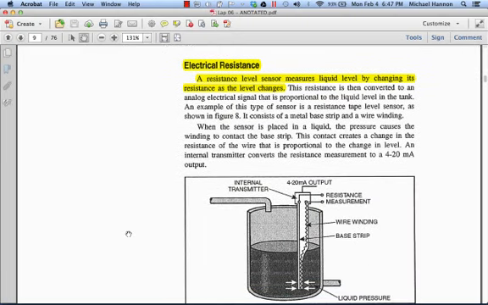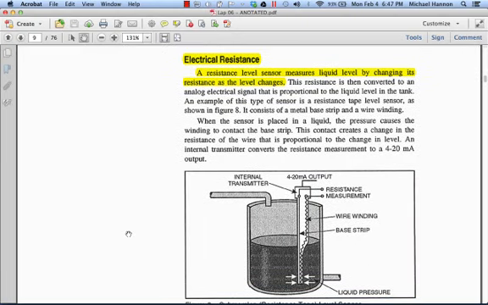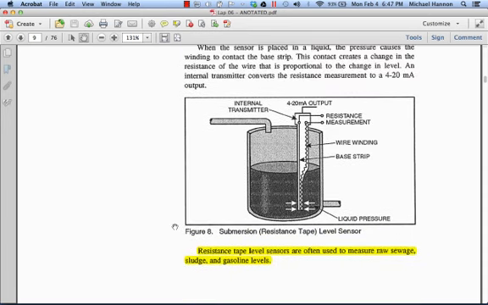The other one is electrical resistance. This is another type of measuring device. It uses resistance based on forcing this wire winding up against a certain plate, and then the resistance that is formed by the water, the pressure of the water, actually gives the output of what the level measurement is. I want you to notice that resistance levels are often used to measure raw sewage. Wow, that's nice. Sludge, and also, how about this one? Gasoline levels. Pretty interesting. I don't know if I want to put a lot of current down in a gasoline tank, but nonetheless, there you go.